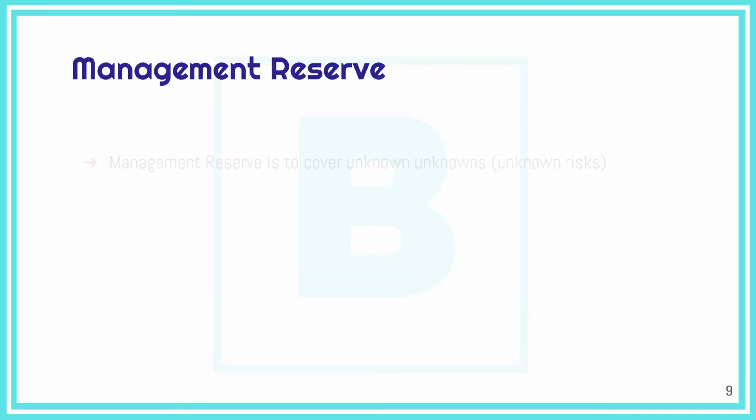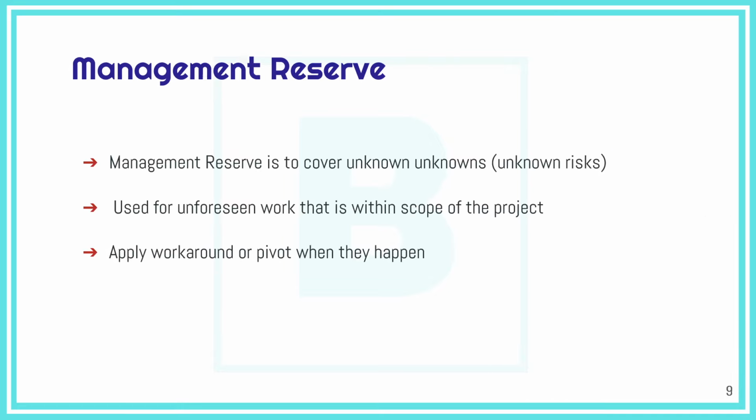Okay. As for the unknown unknowns, which are the unknown risks, these are covered by the management reserve, which is set aside by the management. And the project manager doesn't use that without approval of the management. And in case an unforeseen risk, an unknown risk, materializes, then we need to apply a workaround. Once it happens, it affects the project negatively and is considered an issue, and we apply a workaround or a pivot for it.